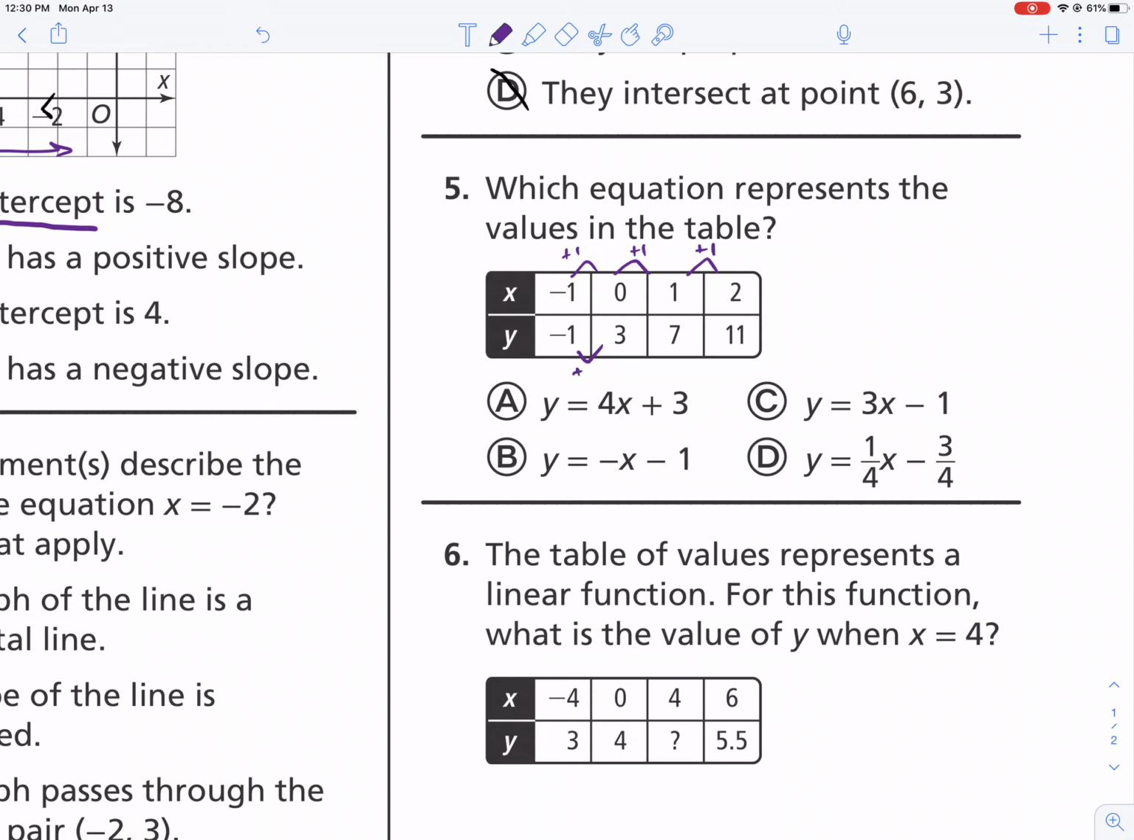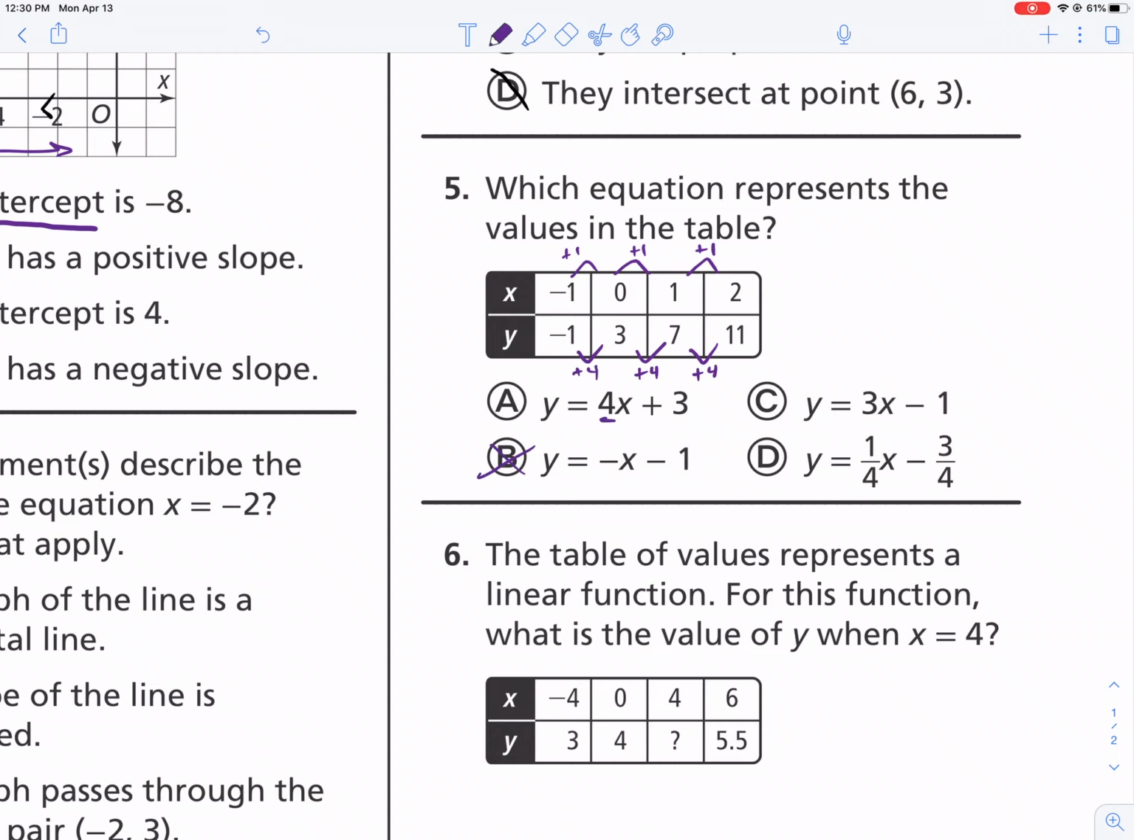Now, if the negatives are hard, you can maybe jump over to the positive and say 3 plus what gives us 7. And we see plus 4, we see plus 4. So if I do negative 1 plus 4, that also gives me 3. So we see that it goes up by 4 every time. And so we look, we got a 4 here.